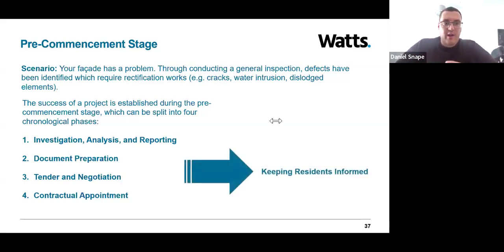I guess throughout that whole pre-commencement period, I think keeping residents informed is really important. Now, I've been on the other side of this, living in a flat block before where works have had to be undertaken, and I can tell you how frustrating it is when no one is up to date or really understands what's happening, when it's happening, or why it's happening. So keeping residents informed throughout this process will no doubt contribute towards their satisfaction and provide a generally good relationship between the block manager and the residents living within a block.